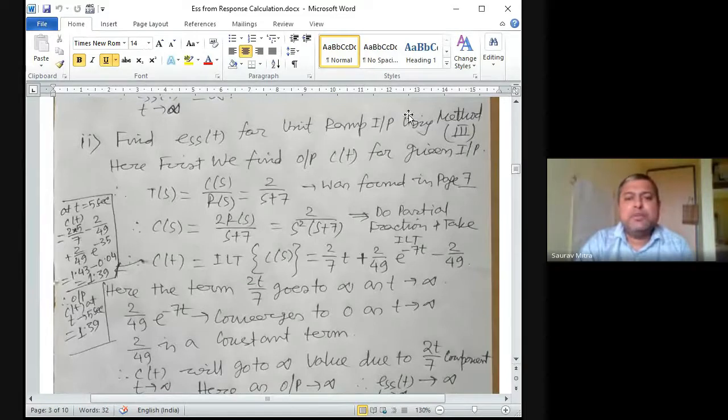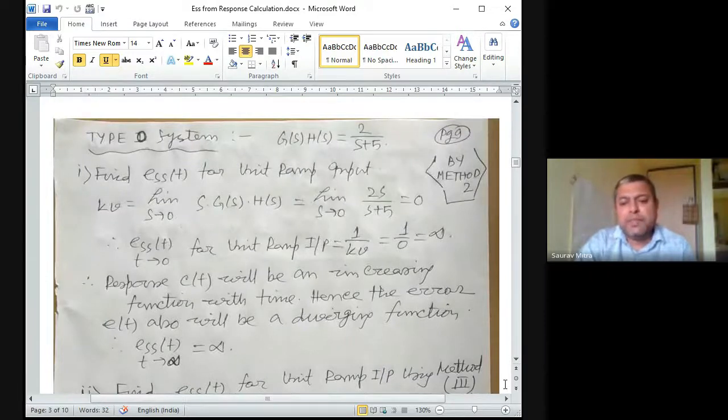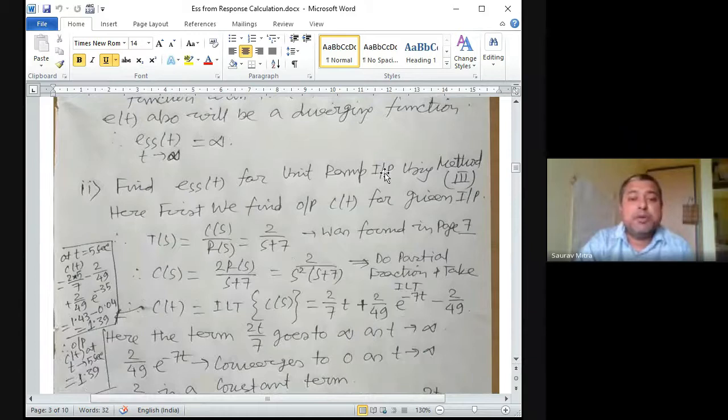Now the ESST for unit ramp using method 3. Previously it was by method 2, that is we found it by Kv. Now we are finding the same thing, the ESST for unit ramp input. I'm sorry, I told you parabolic input earlier; this is for the ramp input. We are finding, for the same system, how the steady state error is going to be.